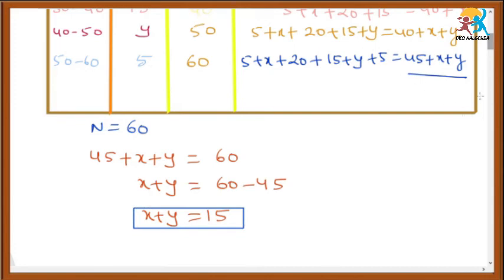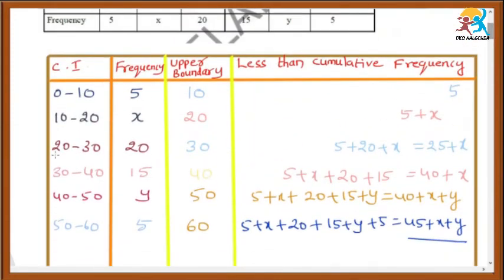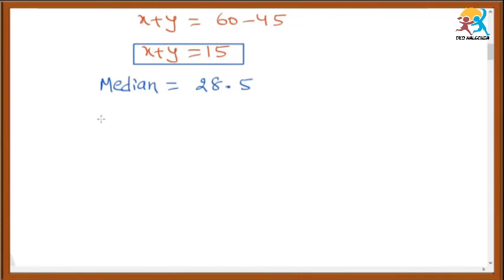Next, we have to write the median. In the question itself, we got the median, that is equal to 28.5. So this median 28.5 will be in this 20 to 30 class interval. 28.5 will be between 20 and 30. So this 20 to 30 class will be the median class. So median class is equal to 20 to 30.